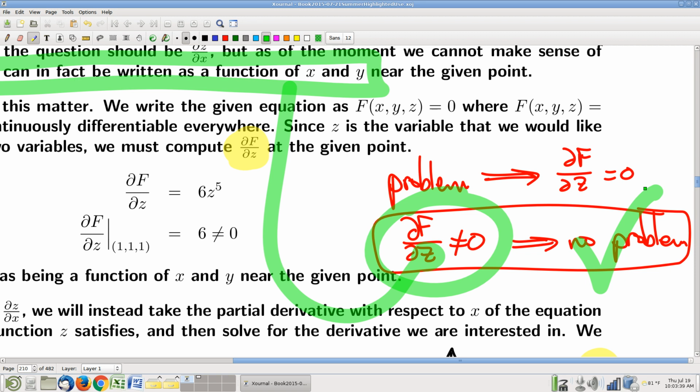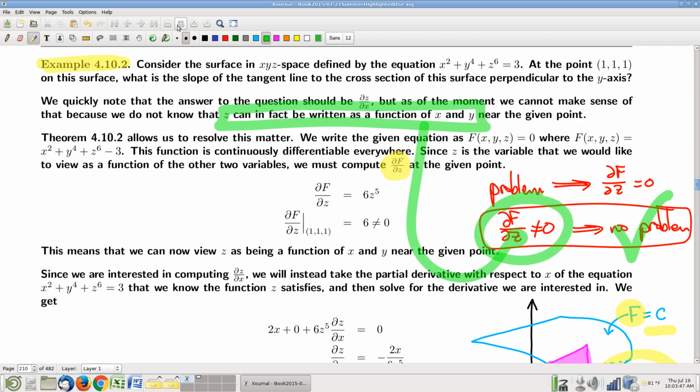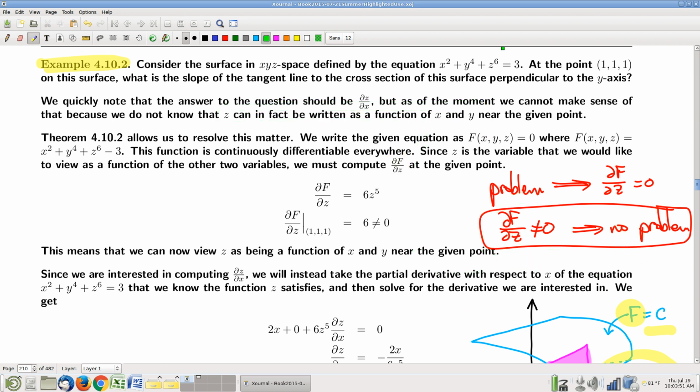Yeah, everybody on board? See the analogy? It's kind of, in that way, just like the single variable version of the theorem. Okay, so let's look at the algebra specific to this question. In this question, we're looking at that equation. It's x squared plus y to the 4th plus z to the 6th is equal to 3. And we're looking at that point. You can check that that point satisfies that equation. So that's a point on this wacky surface.